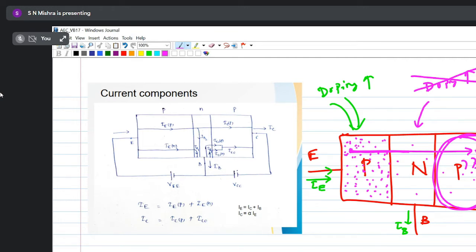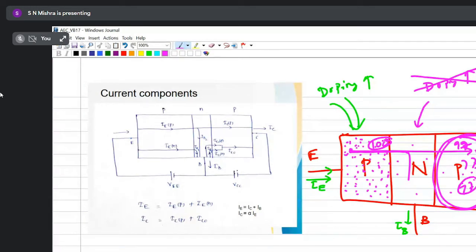Okay. So suppose 100 holes are coming from the emitter, and I'll find 2 or 3 electrons due to the very light doping. So maybe 2-3 holes will recombine in the base region. So 97 or 98 holes will reach at the collector. Out of 100 I am sending here, 97 holes will reach at the collector. Only 3 will combine here in the base region. That's why base is lightly doped.